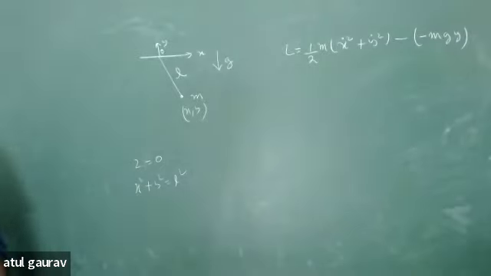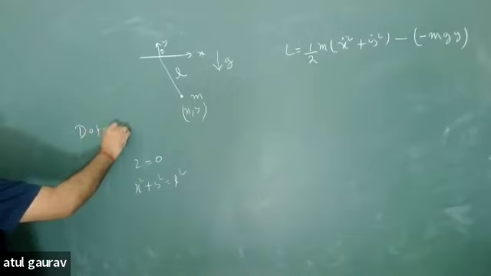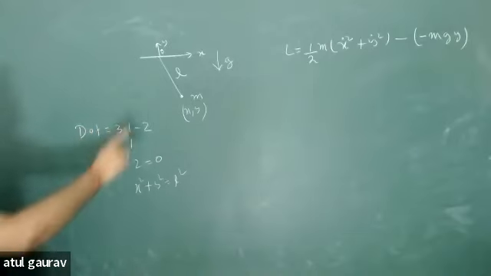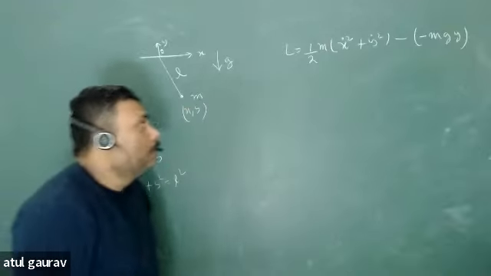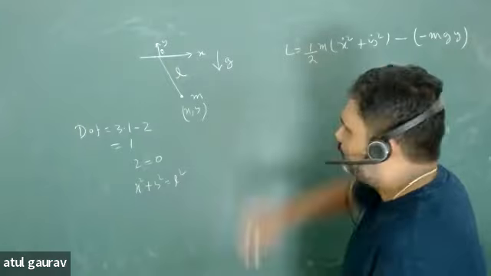No, sir. No. Why not? Sir, here the DOF is 1 and we are using 2 generalized coordinates. Very good. So DOF is equal to 3 into 1 minus 2, that is 1. But how many generalized coordinates are we using? We are using 2 generalized coordinates. So this Lagrangian is not correct.